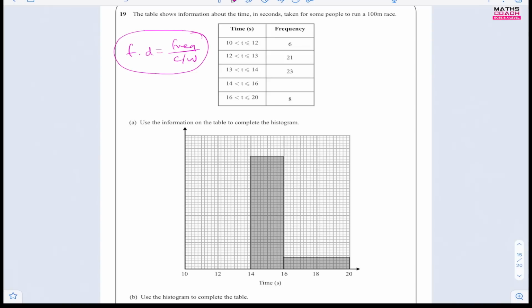Now, we want to use the information on the table to complete the histogram. Currently, we don't have anything here. This is completely unmarked and we need to find out what each of these squares are equal to. But before we do that, let's go ahead and add to our table here. What we are going to add is frequency density. So I am going to calculate the frequency densities of the ones that I can find.